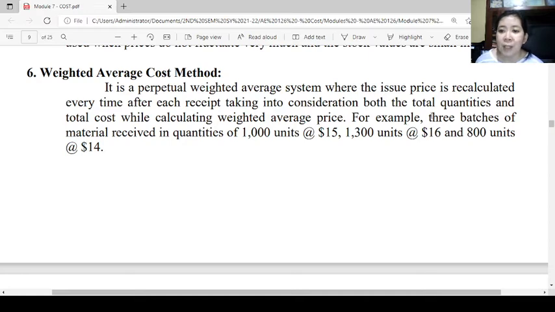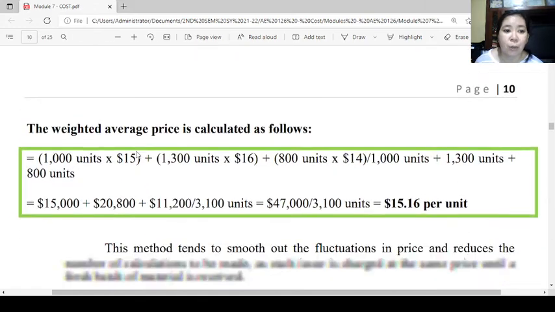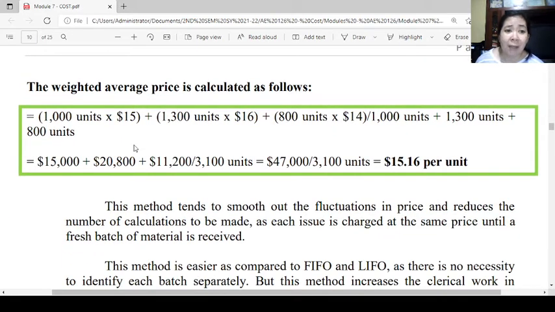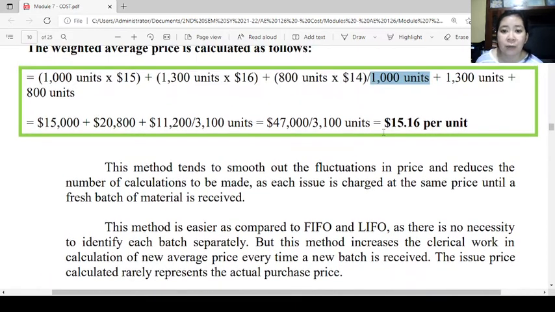Okay, for example, 3 batches of materials received in quantities of 1,000 units at 15, 1,300 at 16, and 800 at 14. So to calculate the weighted average price, we will just multiply the number of units with its corresponding unit cost, then add all of them and divide by the total units in the batch. The result, in our illustration, is that our unit cost using weighted average is 15.16 per unit.